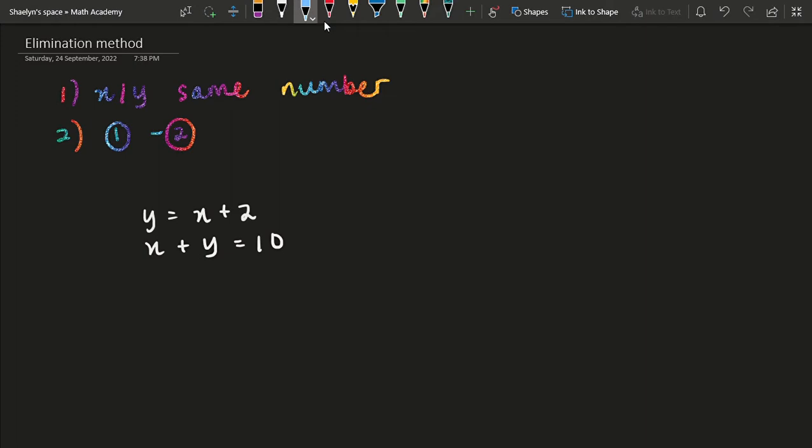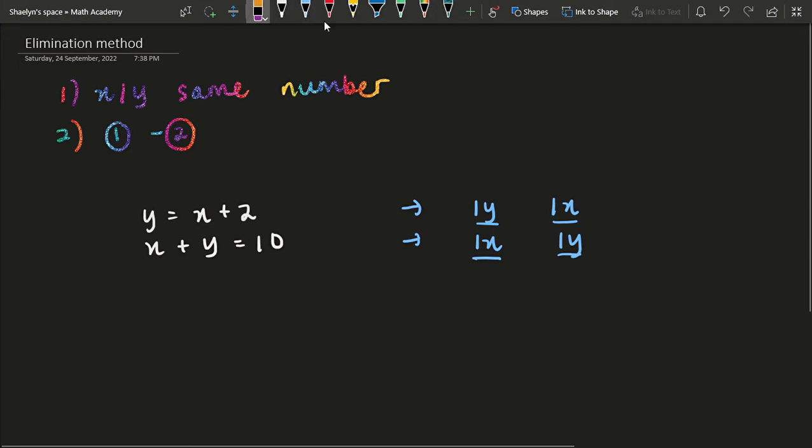What do I mean by this? For example, in the first equation, we have 1y and 1x. And in the second equation, we also have 1x and 1y. So are they the same number? Yes, because x and x have 1, y and y have 1. Actually, we just focus on either one. So in this case, I'm gonna put my focus on x. As long as x has the same number in front of them, we are done with the first step.